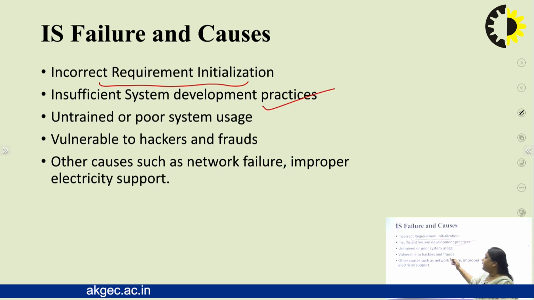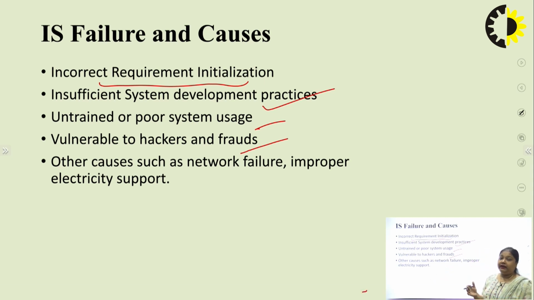Vulnerable to hackers and frauds. The system that we use in an organization doesn't have some antivirus, firewalls. So maybe they are vulnerable to hackers and frauds, and they hack our system, and frauds can happen to the information system. There may be other causes also, such as network failure, improper electricity support. These are the external factors which may also be a cause for information system failure.